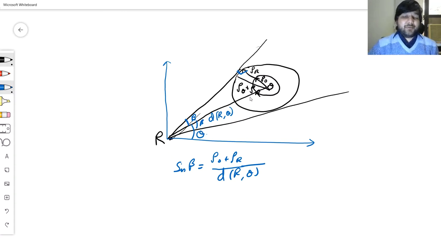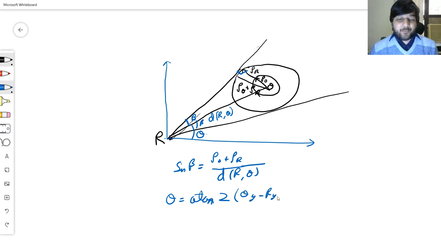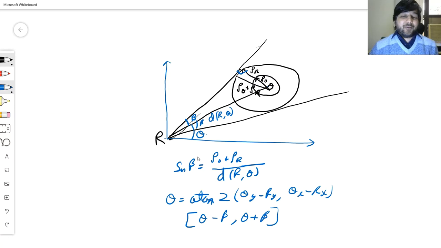Theta is the orientation of the line joining R to O. So theta is equal to atan2(oy minus ry, ox minus rx). Any angle in the range of theta minus beta to theta plus beta is going to incur a collision. Any unit vector with this angle is going to incur a collision.